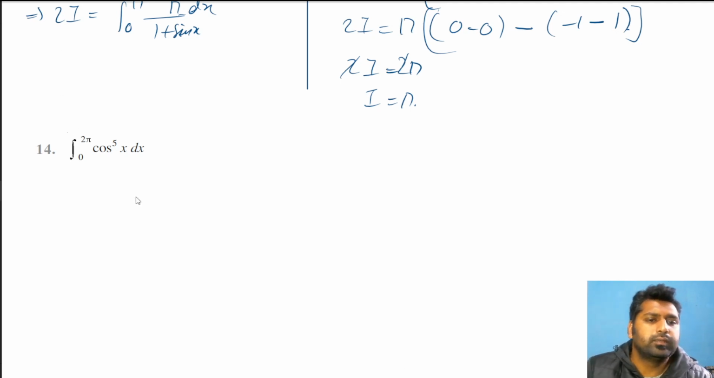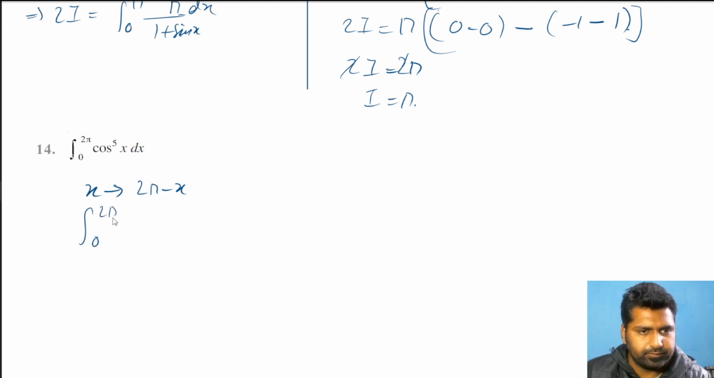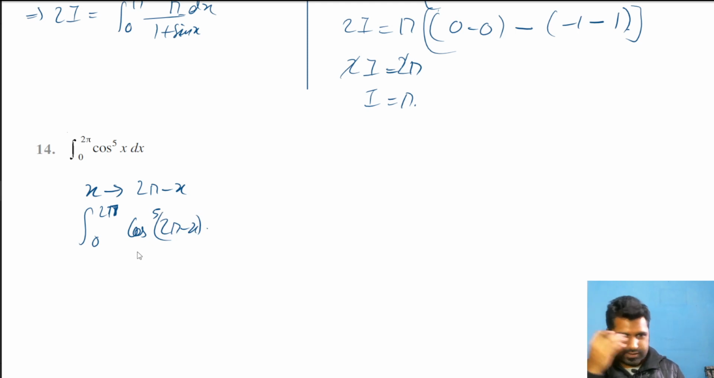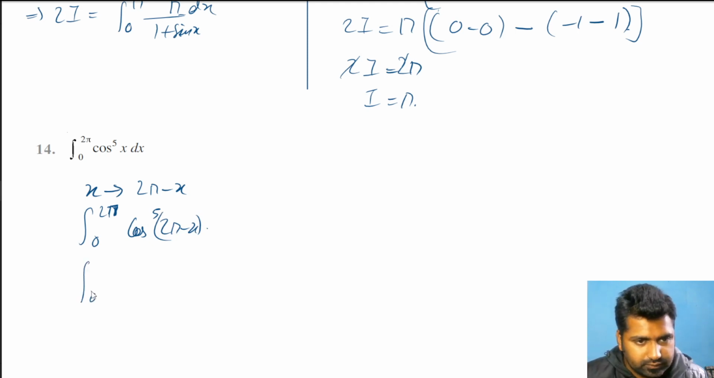So what I'm going to do, I'm going to replace x with, to add the limits 0 and 2 pi, so 2 pi minus x. Okay, so integration 0 to 2 pi cos raised to power 5 of 2 pi minus x. What is cos of 2 pi minus x? This is 360 minus, so this is in the fourth quadrant. In the fourth quadrant, cos is positive, and the power is odd, so it stays as cos power 5x.